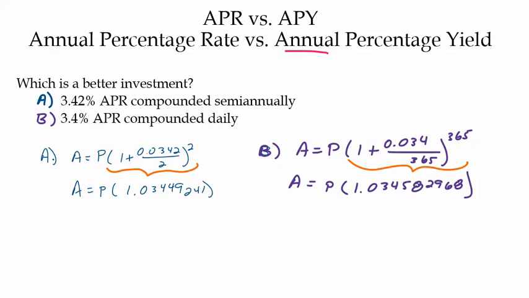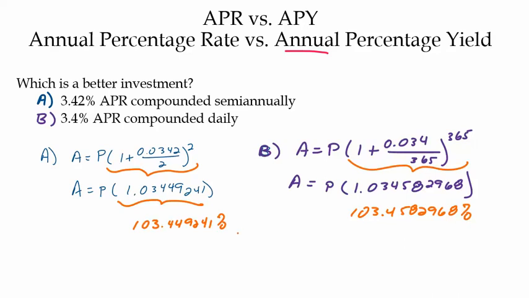What does this mean? So what this is telling me is no matter what my principal is, with investment A, it's going to get multiplied by 1.034, etc. So if I think of this as a percent, I'm going to be getting 103.449241% of my money after a year. And if I do the same thing over here, this is going to be 103.45829 whatever percent after a year. So we can see this percent is higher.